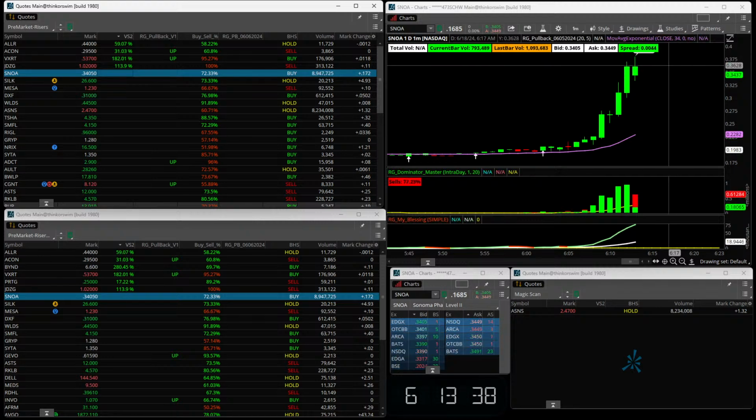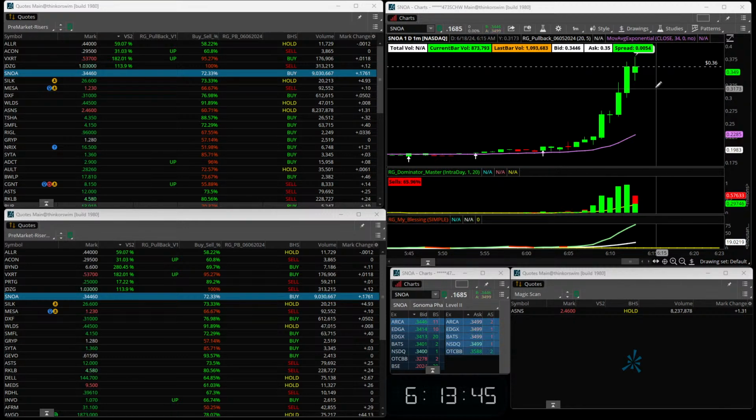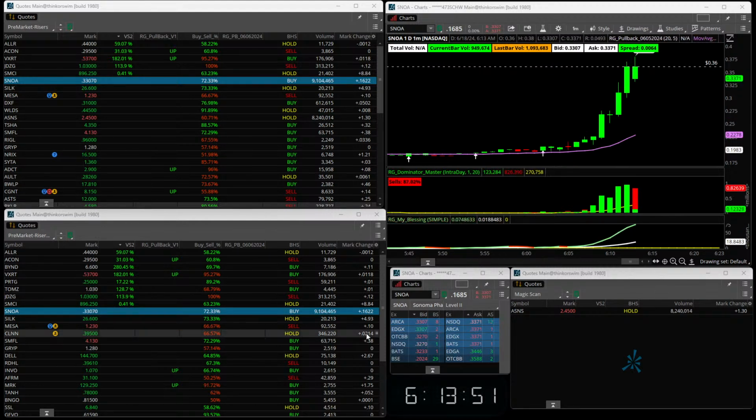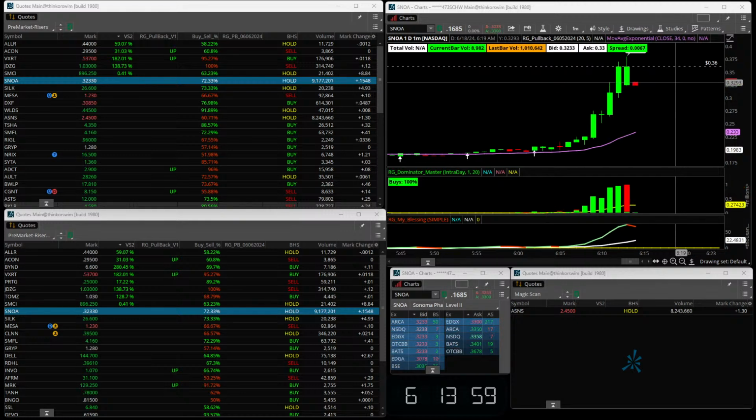Let's see if we get a pullback out of it. I kind of doubt it on a penny stock, but we can try. Make sure to watch for a long wick on the bottom of this candle. We get a long wick, they're buying up what they're selling, and they will drive the price back up. Doesn't really happen a lot on these penny stocks. Usually when they run, they're done.